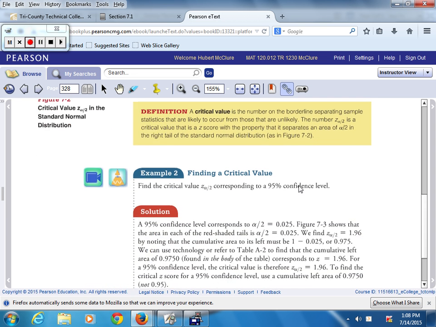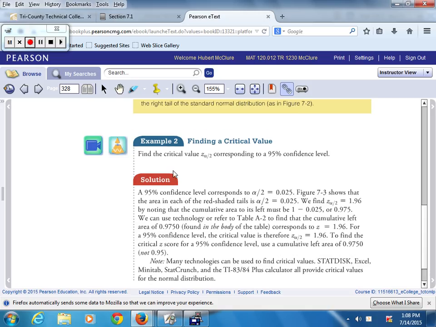Okay, here's finding the critical value right here. Find the critical value, z sub alpha, that corresponds to a 95% confidence level. They're wanting you to find z sub alpha over 2. So you go to your 95% confidence level, go to your handy dandy.